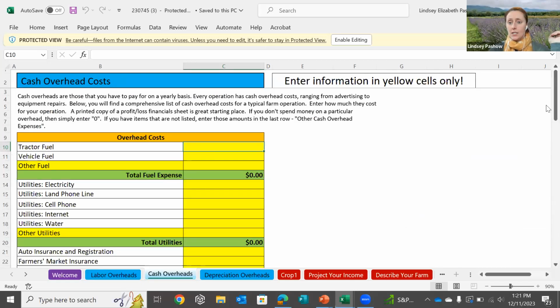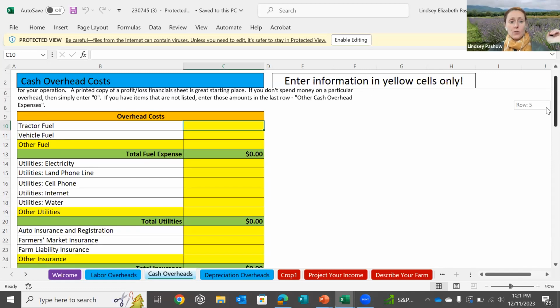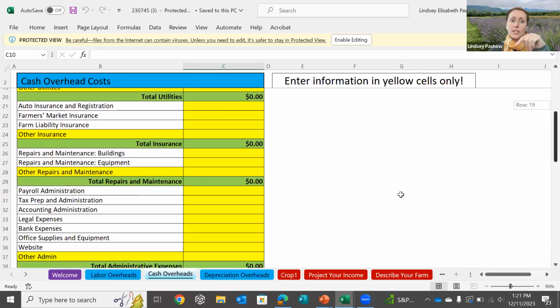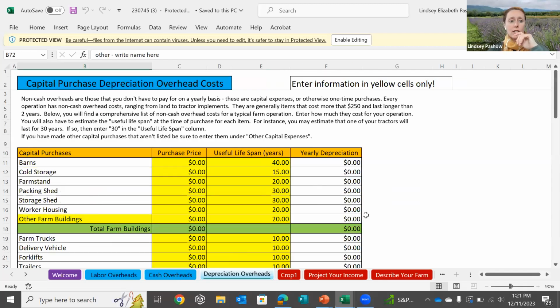your cash overhead, so that's like the tractor fuel, vehicle fuel, and all of this. What's nice about this cost calculator is it's all entwined together so that the pages talk to each other and it can help you with the calculations. Capital purchase depreciation is really important to know, like on a barn or your farm stand, your working housing, the actual lifespan behind this. A lot of this is when you're figuring out your taxes. Your accountant would use this for depreciation, but it's important to also figure it into your enterprise budget.